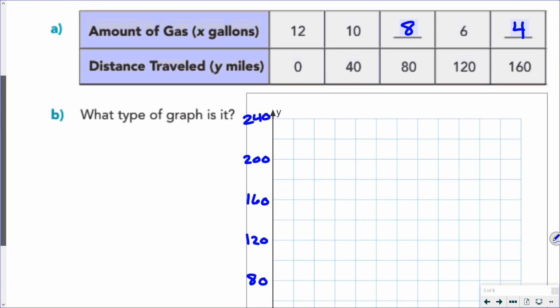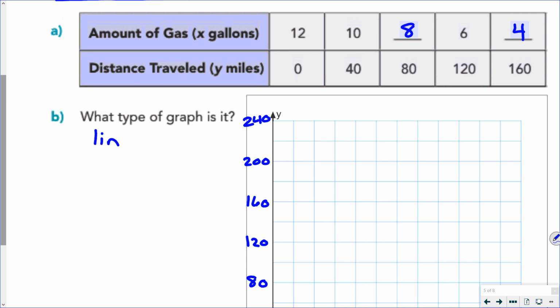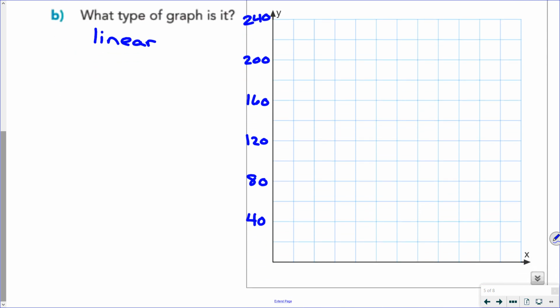All right, so what type of graph is it? Well, it is also, once again, a linear graph because we have a linear equation. And so let's go ahead and plot the points. So the amount of gas, or my first ordered pair, is 12, 0. So since my first ordered pair is 12, 0, I'd go to the right 12 and up 0. So that's my first point right there in that lower right-hand corner.